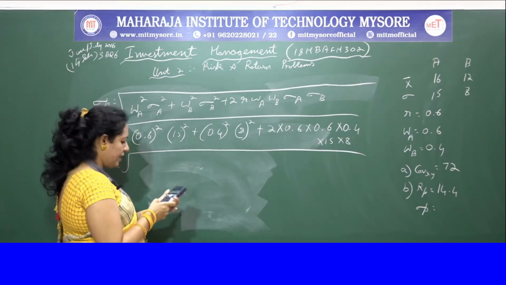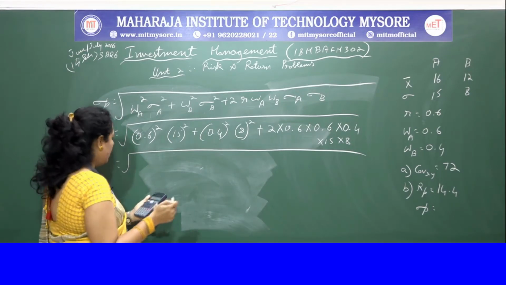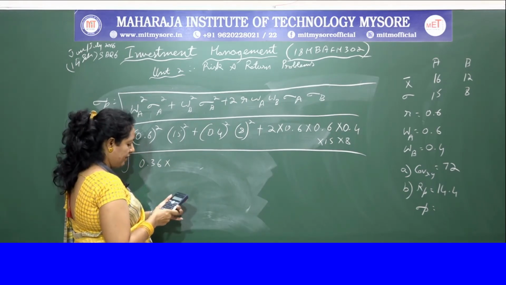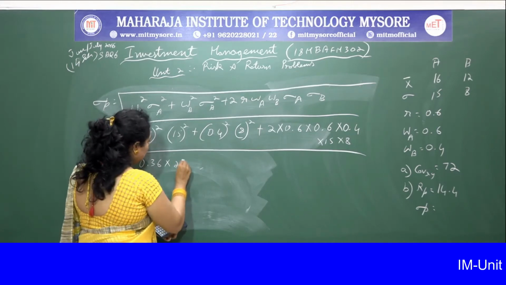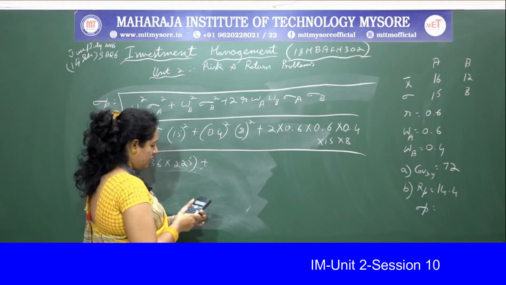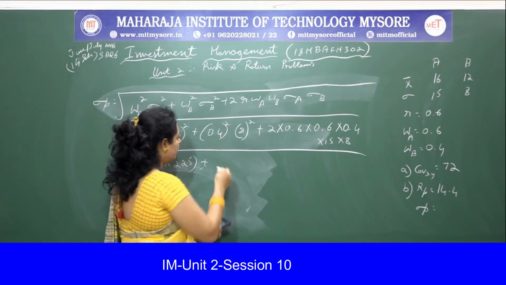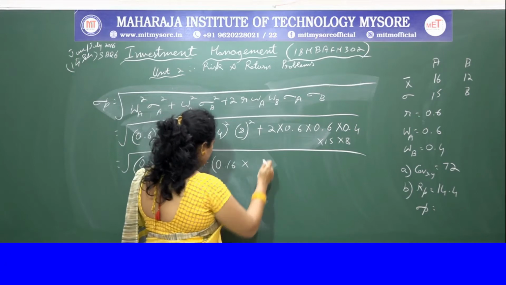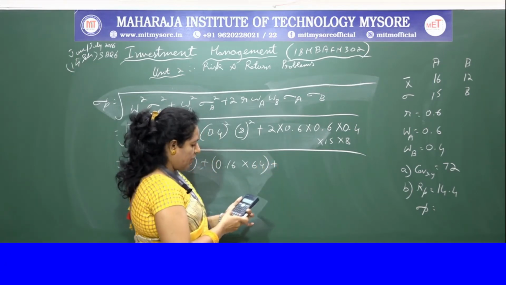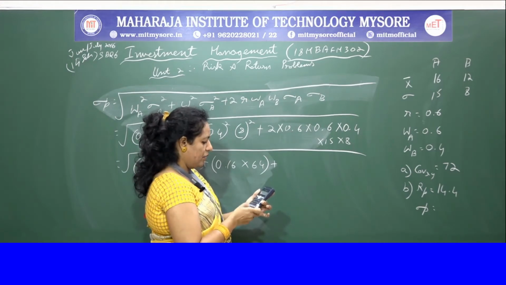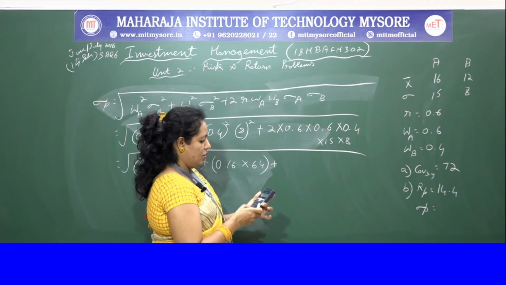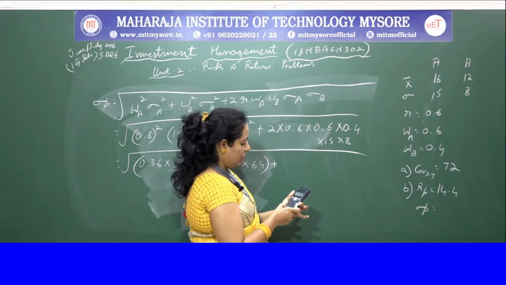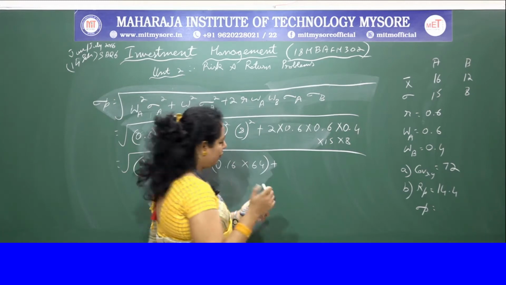So let's start simplifying it. 0.6 into 0.6, it is 0.36 into 15 into 15, it is 225 plus 0.4 into 0.4, it is 0.16 into 8 8s are 64 plus here 2 into 0.6 into 0.6 into 0.4 into 15 into 8. Yeah, you get 34.56.